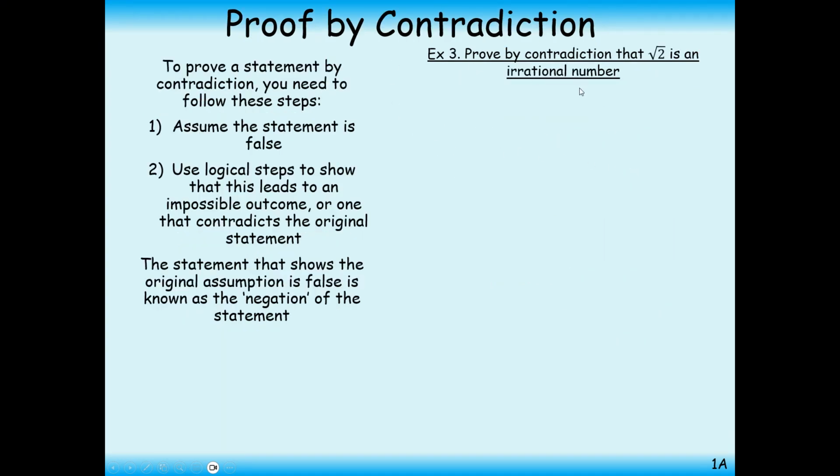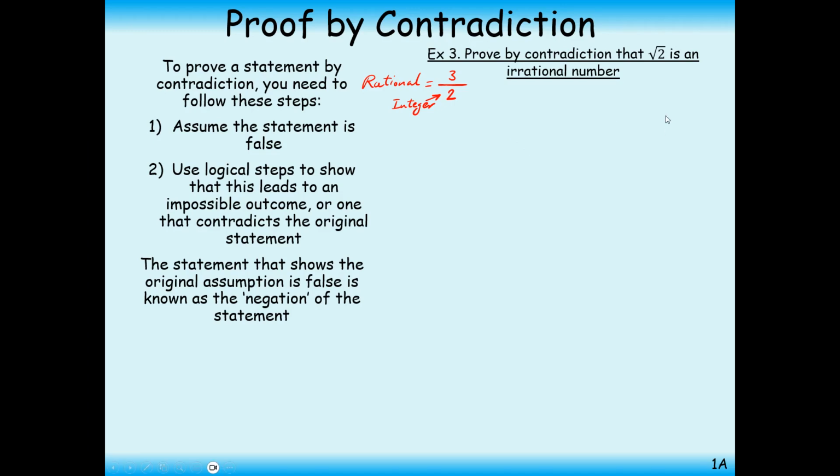So let's look at the next example. It says prove by contradiction that the square root of 2 is an irrational number. Now, irrational numbers are numbers that cannot be written as a fraction. A rational number can be written with the denominator and numerator both being integers.